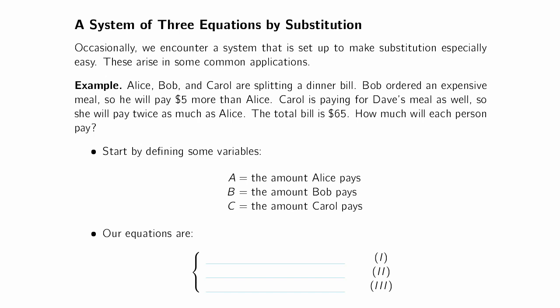So in this story, Alice, Bob, and Carol are splitting a dinner bill. Bob ordered something expensive, so he'll pay $5 more than Alice. Carol is also paying for Dave's meal, so she'll pay twice as much as Alice. And the total bill is $65. We want to know how much each person needs to pay.